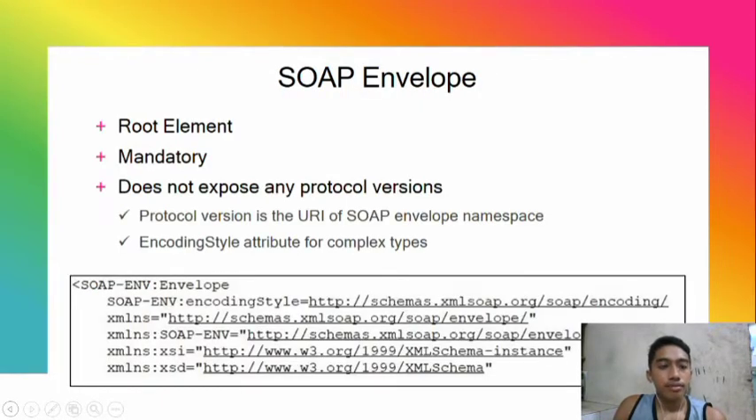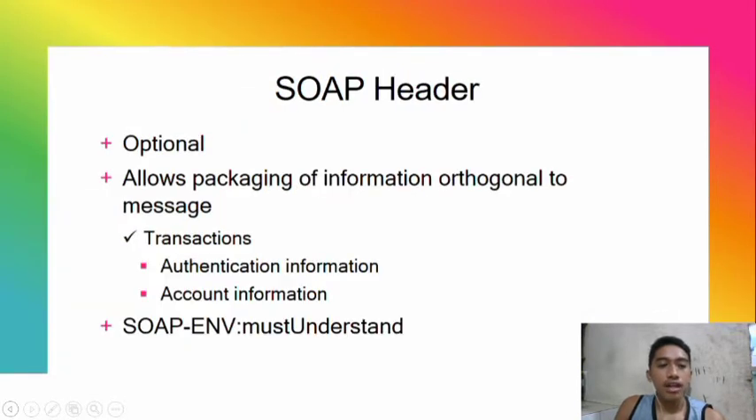SOAP envelope. The required SOAP envelope element is the root element of a SOAP message. This element defines the XML document as a SOAP message. SOAP header. The optional SOAP header element contains application-specific information like authentication, payment, and so on. About the SOAP message, if the header element is present, it must be the first child element of the envelope element. Note all immediate child elements of the header element must be namespace qualified.